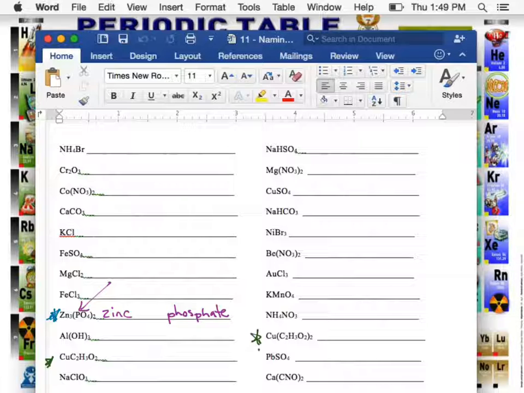So let's go through and do our bulk name. Cu is copper. C2H3O2, acetate. How'd you know it was acetate? You were told it. You had to have it memorized. That is one of the ones I do expect you to memorize. You see it frequently.